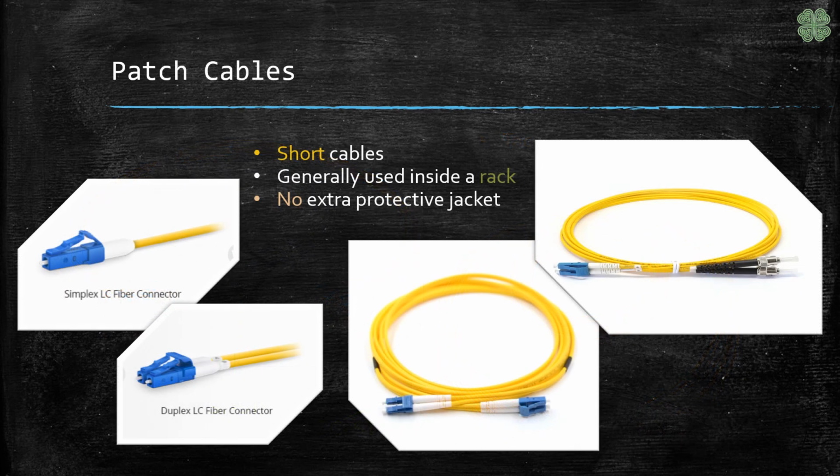Patch cables are generally less than 10 feet, but more commonly 3 feet or less. They come in simplex and duplex, or single and double, and again, they have the same or different connectors on each end. These have less protective materials in their outer jacket because they're typically inside of racks.